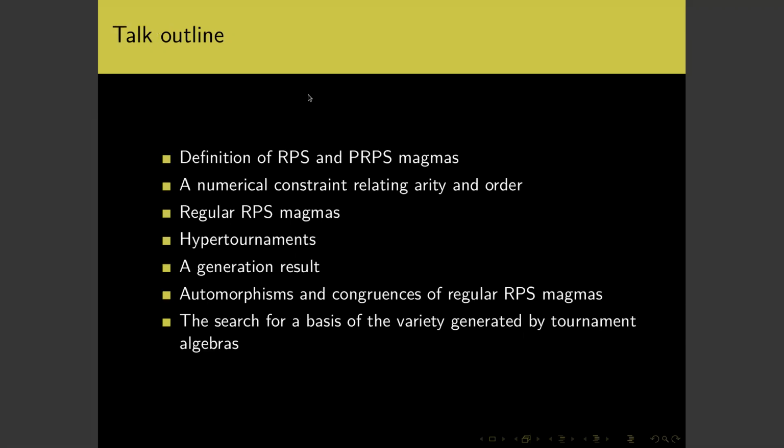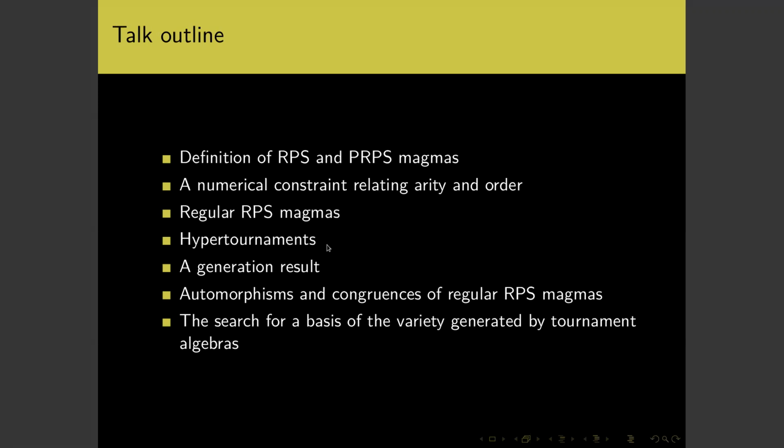That's sort of my cutesy introduction, and now I'll give an outline of the talk. I'm first going to define rock, paper, scissors and pseudo rock, paper, scissors magmas. Then I'll discuss a numerical constraint on the existence of these algebras relating the arity of the algebra in question and its order. Then I'll talk about regular rock, paper, scissors magmas, which are constructed using a regular group action.